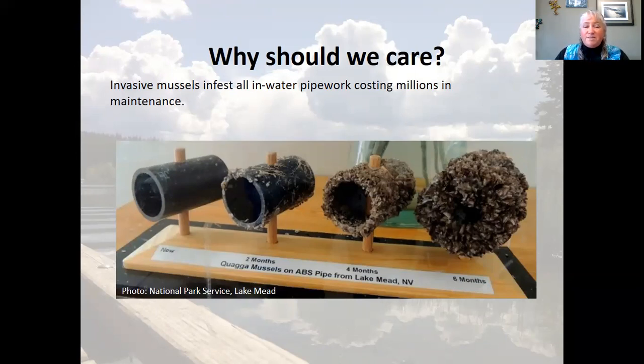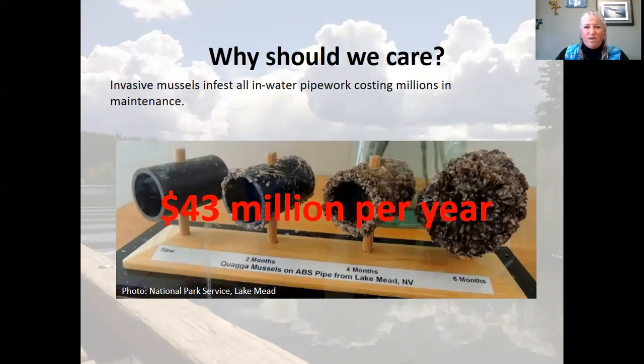Now, we have a lot of pipes in our waters. We have BC Hydro, we have town water supplies, we have sewage, we have irrigation ditches and irrigation pipes. All of those could be clogged by invasive mussels if we get the mussels into our waterways. The estimated cost of clearing those mussels every year would be around $43 million per year. And that's just to unclog the pipework that we have in the waterways.